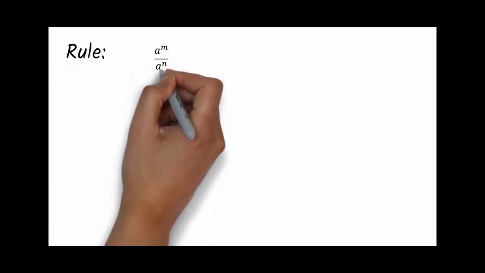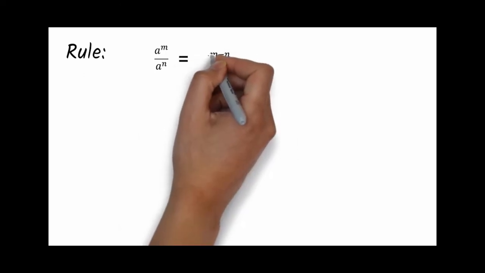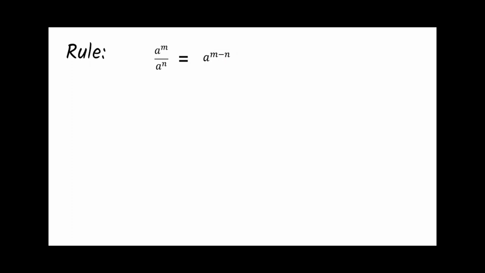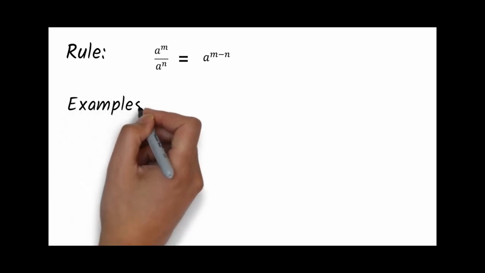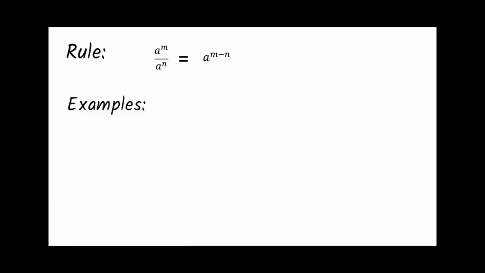Let's look at our fourth rule. If I have a fraction where its numerator is a to the mth power and its denominator is a to the nth power, then this fraction can be rewritten and simplified into a raised to the power of m minus n. Okay? So let's look at some examples.